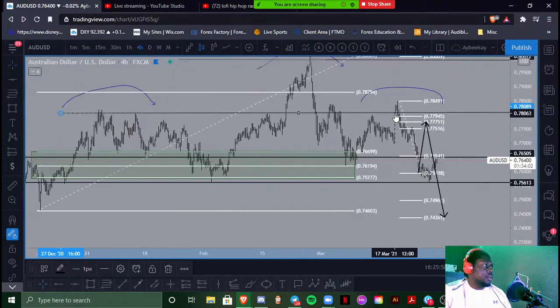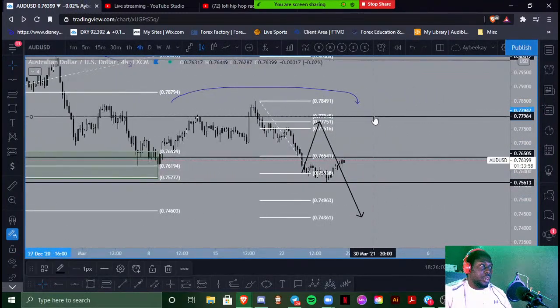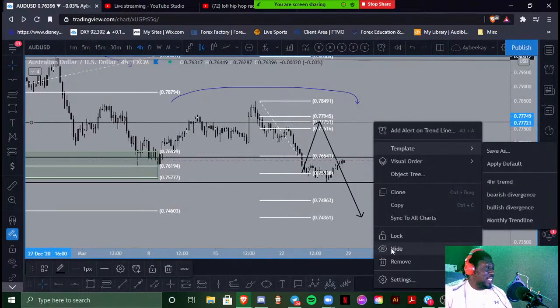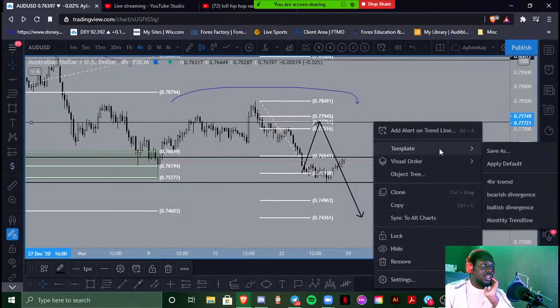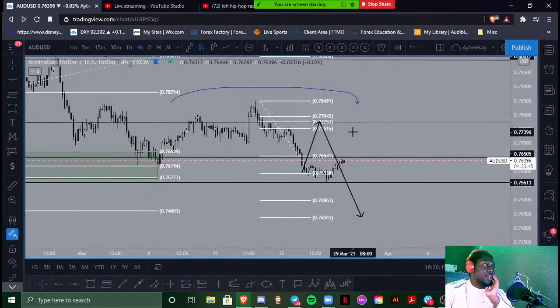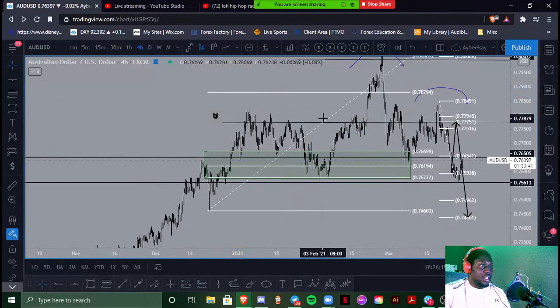What is this right here? Oh, that's what I had for the head and shoulders. I'm going to actually set an alert for this right here, but like I said, I'm not really feeling the sell, to be quite honest. I'm just setting an alert to let me know when price gets there, but I'm not really intrigued in selling AUD USD at this point in time.